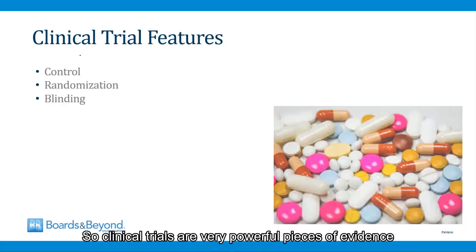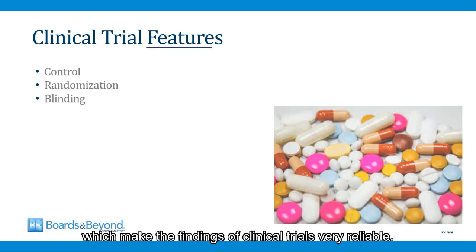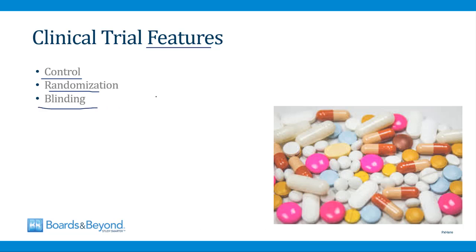So clinical trials are very powerful pieces of evidence in support of a therapy, and the reason they're so powerful is because of a couple of features which make the findings of clinical trials very reliable. And the main features that do this are control, randomization, and blinding.